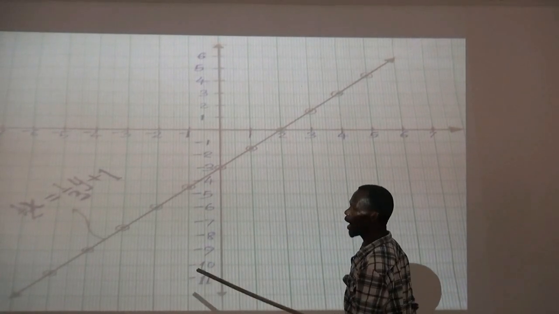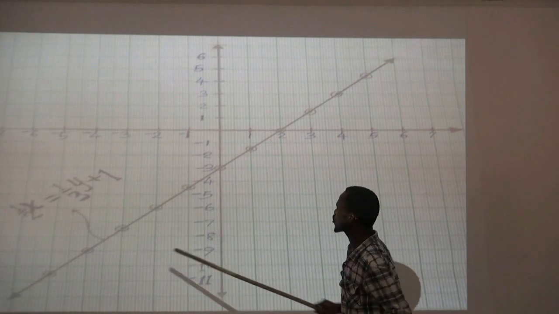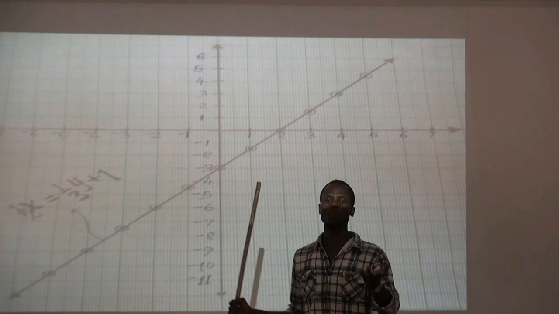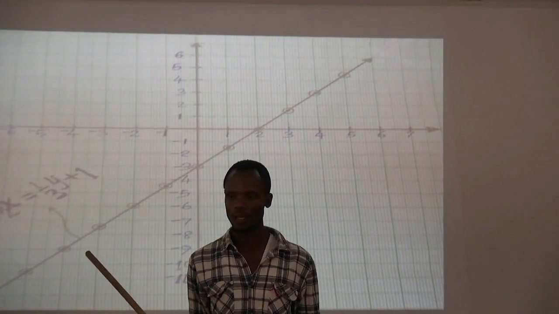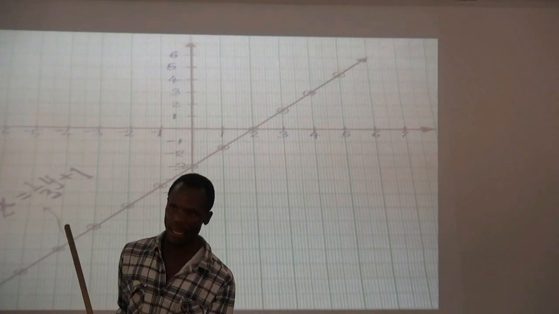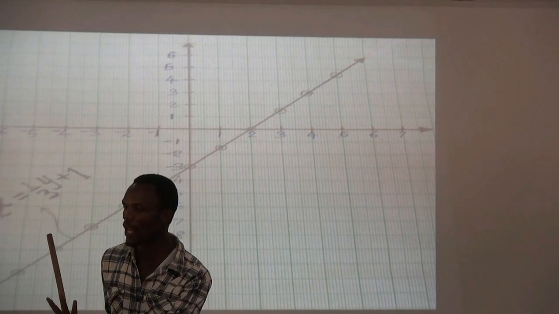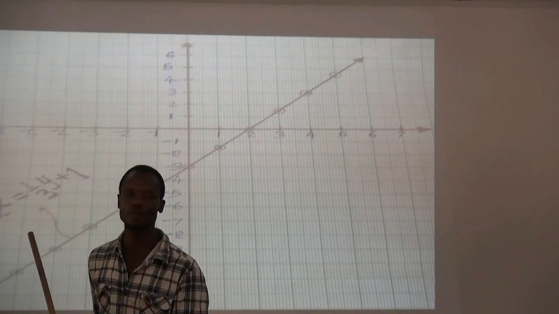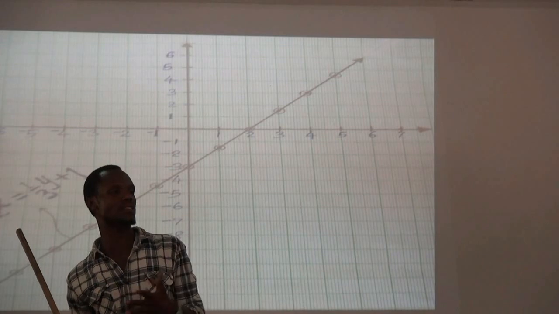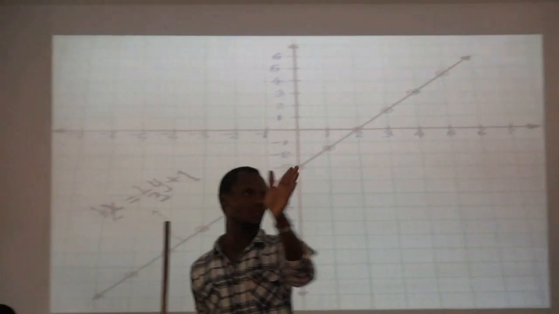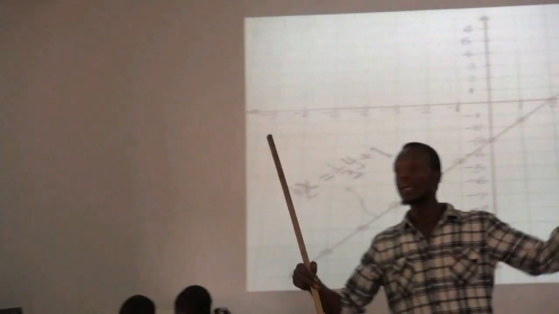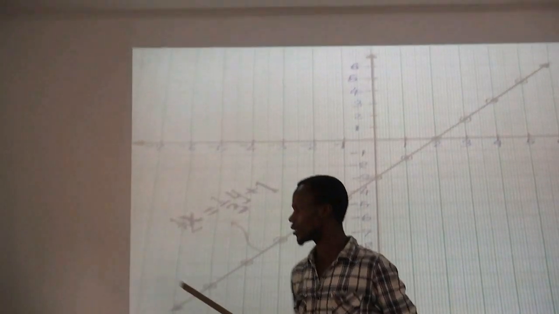Na ndio maana ukitafuta slope, when you find a slope on a straight line, you will find the slope is the same everywhere. There's no point. Because there is a point you have to understand. You make the subject of the formula. After making the subject of the formula, then estimate the value of x by using a number line: 0 to negative, 0 to positive. You think at the way that you think it is positive.